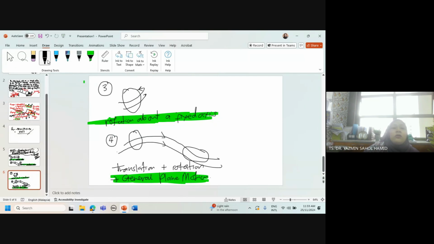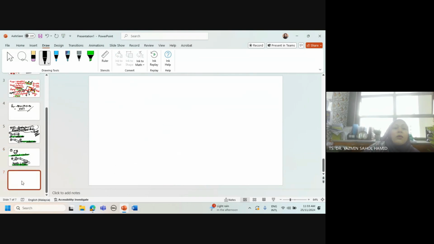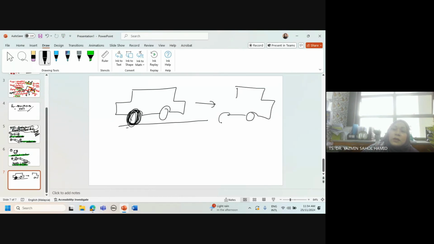Let me draw you this item, and I ask you what type of motion it moves. This is a car. So I'm asking you about the wheel of the car. What type of motion is the wheel of the car? Can anyone tell me? Let's say it moves to another position here. What type of motion is this wheel?